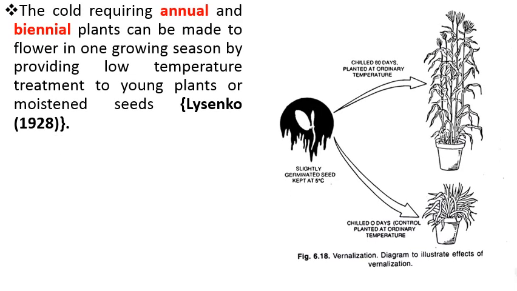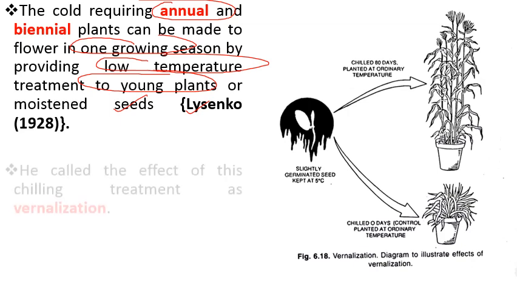Lysenko, as we have earlier discussed, a Russian physiologist, observed that some annual and biennial plants can be made to flower in one growing season by providing low temperature treatment to young plants or moistened seeds. This process he called vernalization.